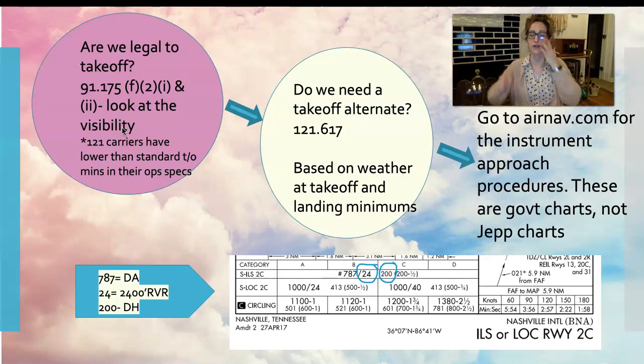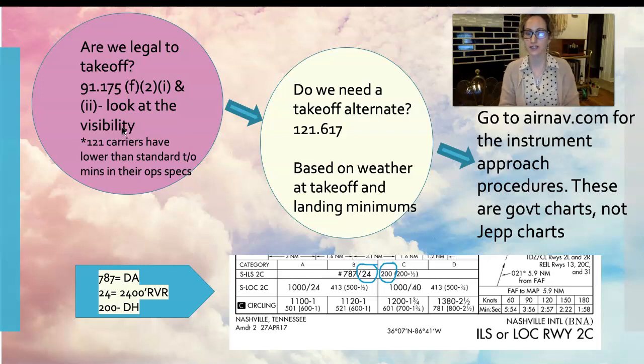But we got 2 engines. For this class, we're going to be doing the Boeing 737. So there's 2 engines. So our visibility required is going to be 1 statute mile, which is equivalent to 5,000 RVR, right? Do you guys remember what RVR is?